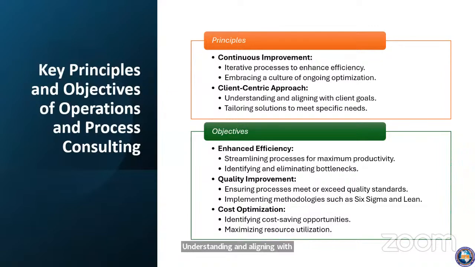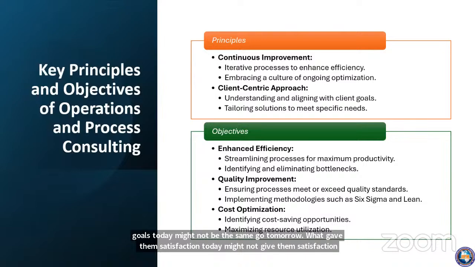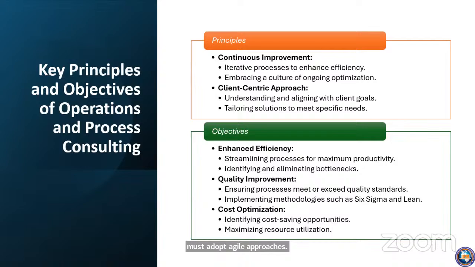Their goals today might not be the same goal tomorrow. What gave them satisfaction today might not give them satisfaction tomorrow. One of the reasons business will continually change is because human behavior continually changes. Okay, human behavior is continually changing, and the introduction and adoption of technology has made the change in human behavior very rapid. So we must adopt agile approaches in managing the processes that satisfy the expectations of customers. This is very, very important.